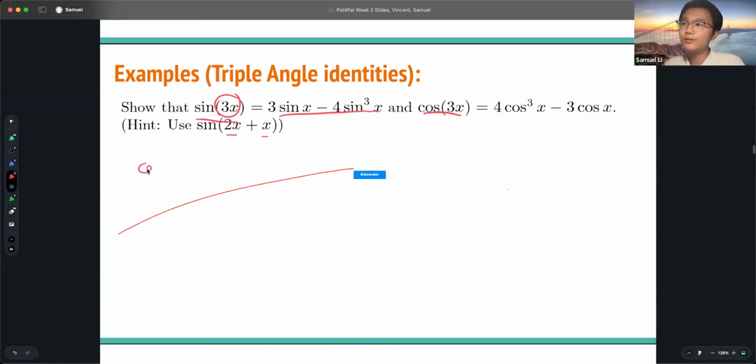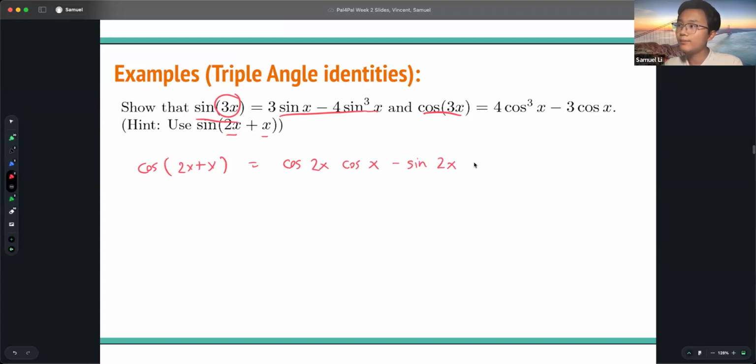Okay, so the cosine one is exactly the same, so nothing new going on here. This time you have to use the sum angle for cosine. And this one right here, we want to write everything in terms of cosine.